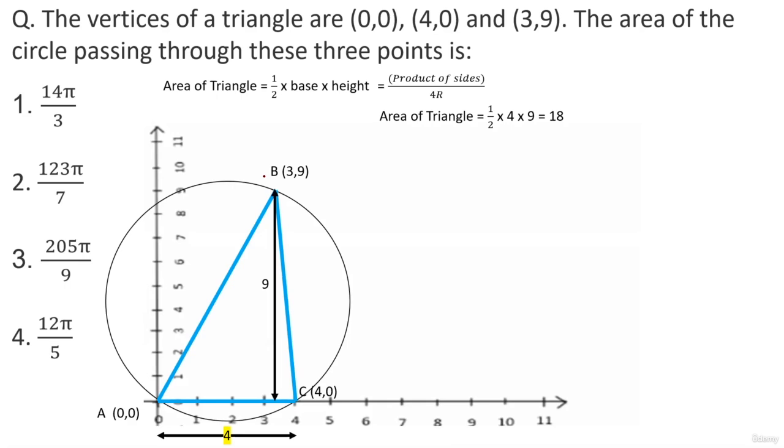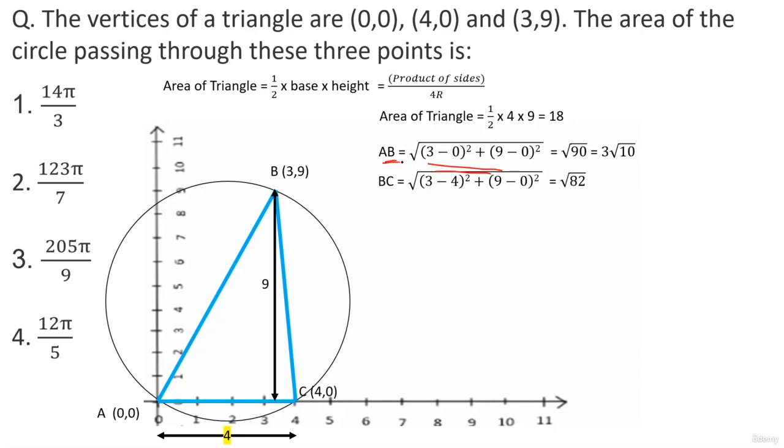Again, guys, for the product of sides upon 4 times the circumradius, we need to find the lengths of the sides. Finding AB, BC, and AC is very simple. We'll apply the distance formula for AB: 3 minus 0 the whole square plus 9 minus 0 the whole square, square root gives you 3 root 10. That is the length of AB.